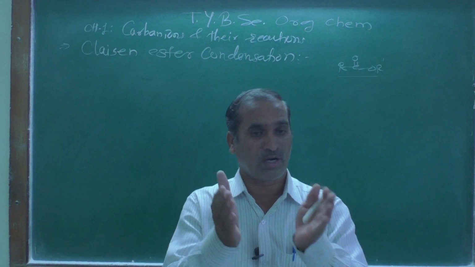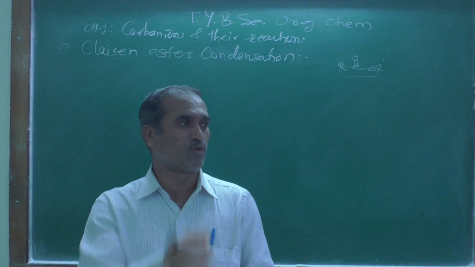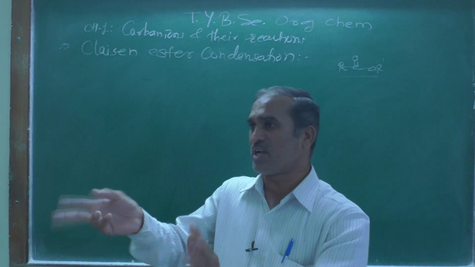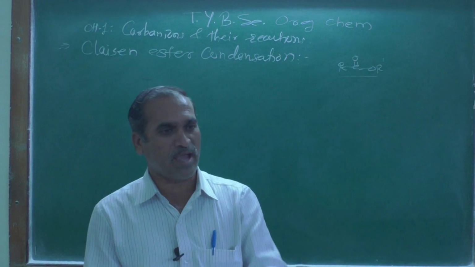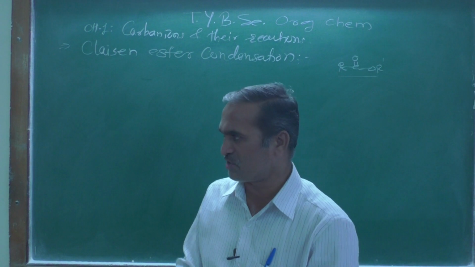In acetoacetic ester, there is a reactive methylene group present. Reactive methylene group means what? It is present in between two flanking carbonyl groups, and that's why it is highly acidic in nature.